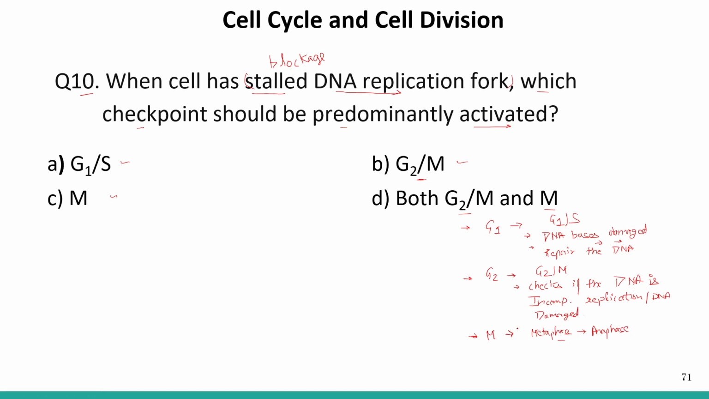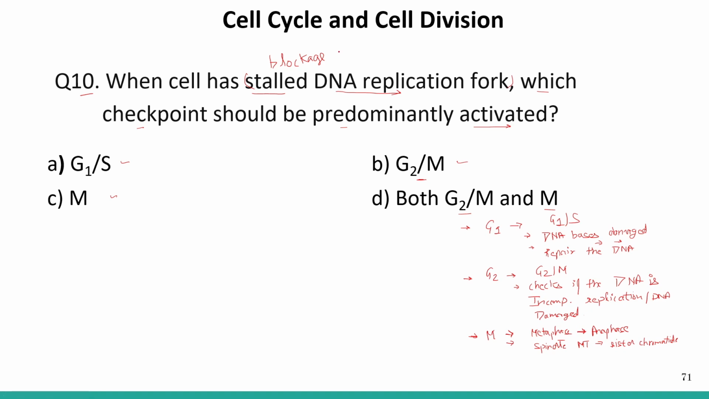All right. And what does this checkpoint do? This checkpoint checks if the spindle microtubules are attached to the sister chromatids or not during the metaphase. If the spindles are not attached to the sister chromatid, then there will be no separation in the anaphase. So it also helps in the transition from metaphase to the anaphase.